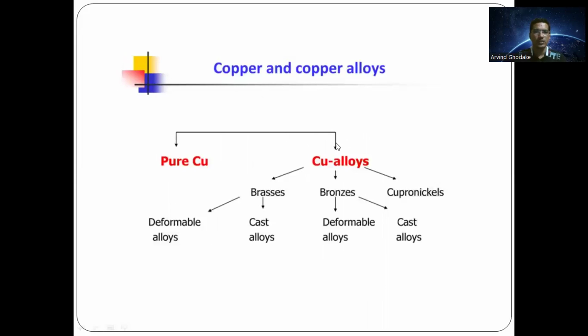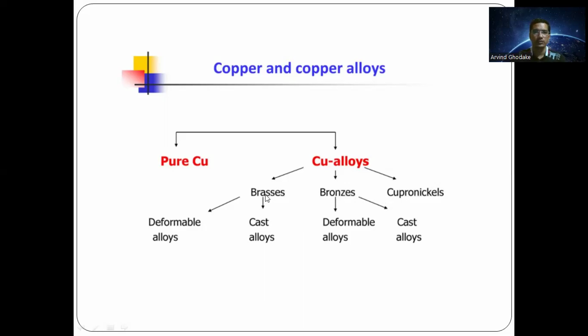Next, the classification of copper and its alloys is given below. Initially there is pure copper, and when pure copper is alloyed with alloying elements, we get the copper alloys. There are mainly three types of copper alloys. First is the brasses, second is the bronzes, and third is the cupronickel.